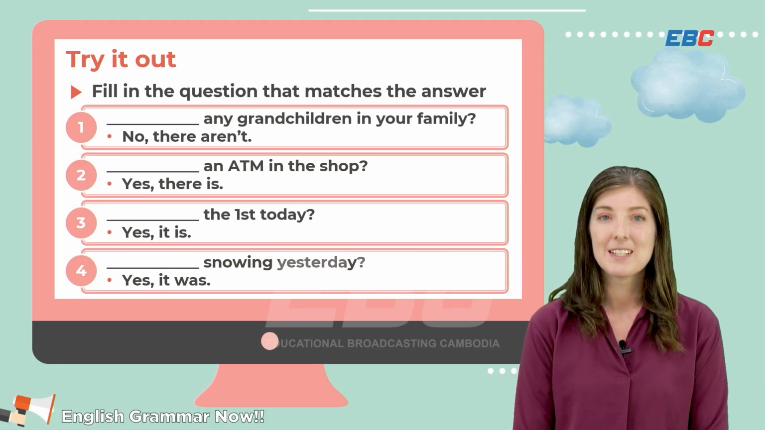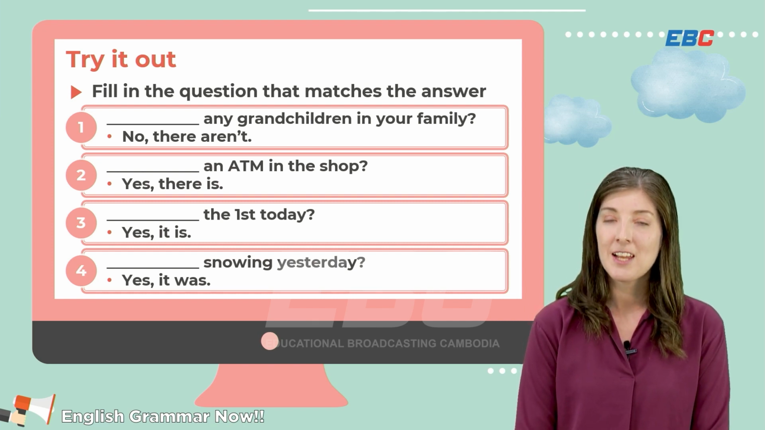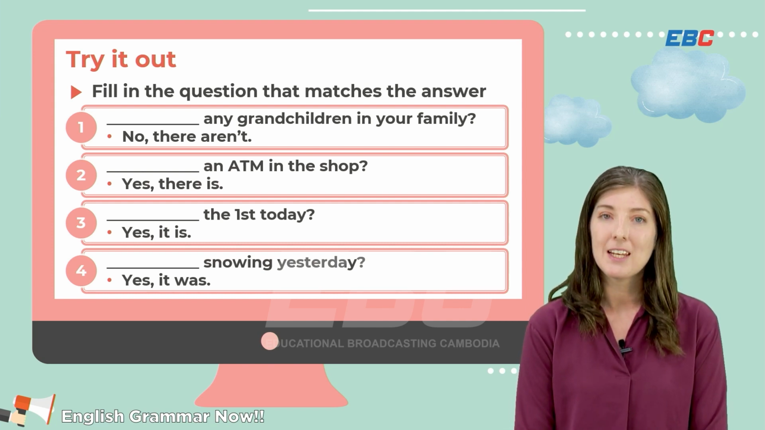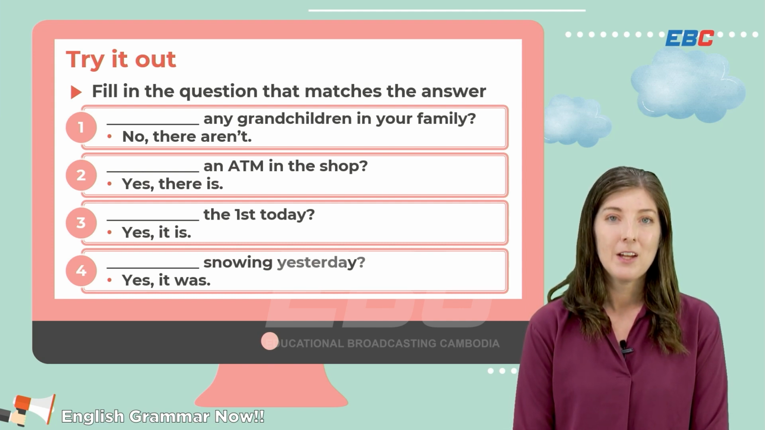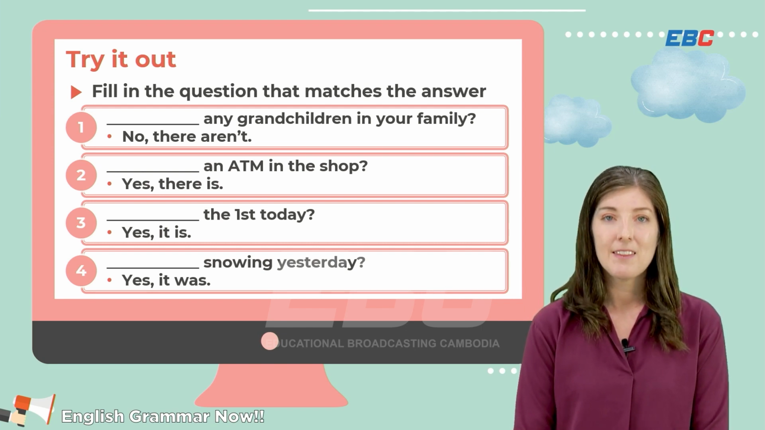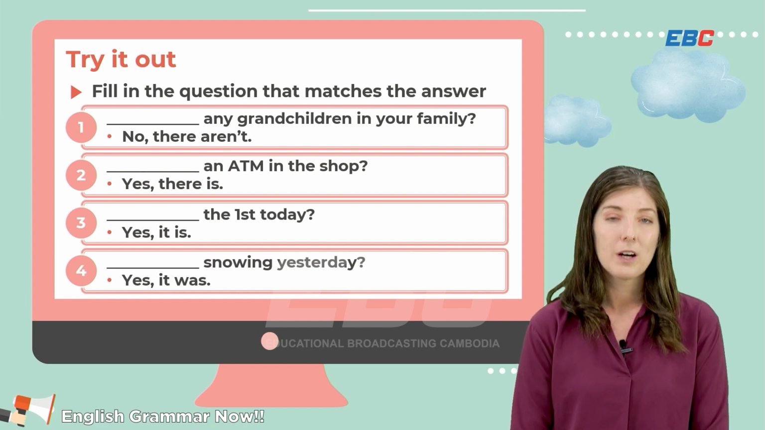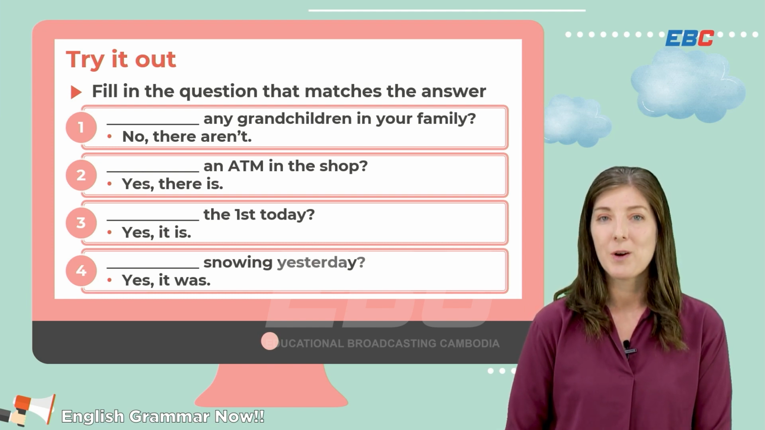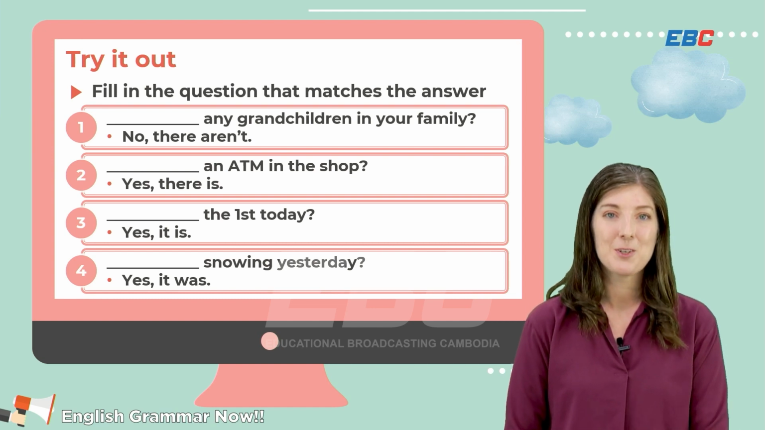We can practice this right now. Here we have 4 answers and 4 questions that are missing the beginning 2 words. Remember, we start with the to be verb and then put there or it. See if you can fill in each of these questions' blanks. Give it a try.